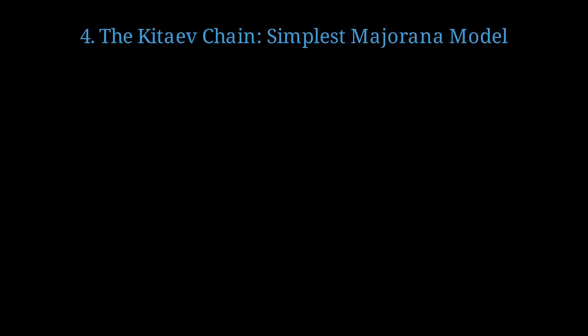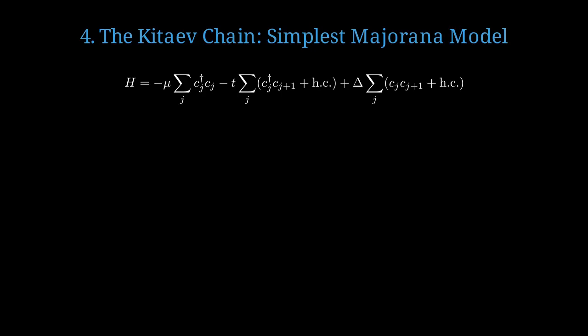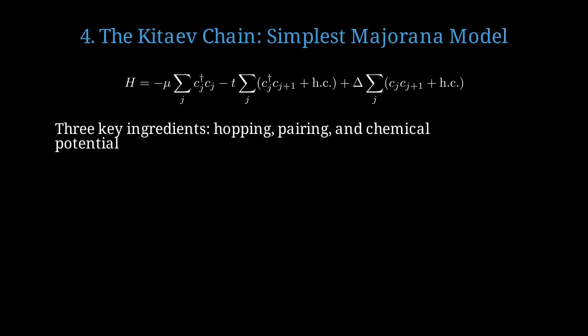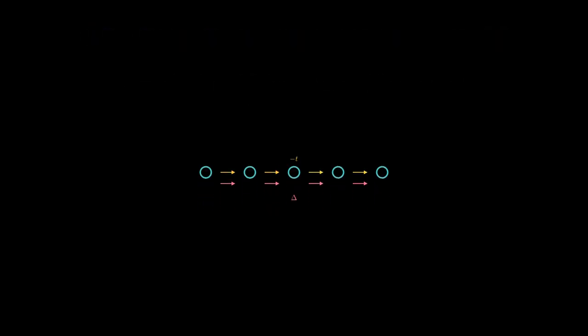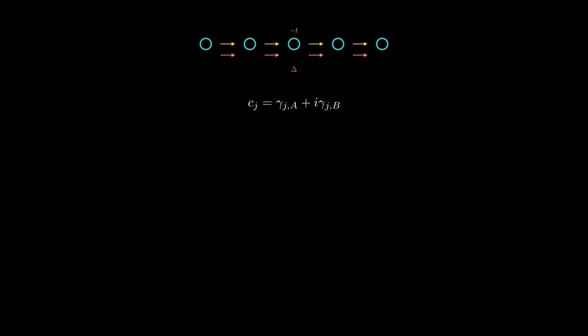To see how Majorana modes emerge, let's examine the Kitaev chain, the simplest model that hosts them. The Kitaev chain Hamiltonian has 3 terms: chemical potential mu, hopping amplitude t between sites, and superconducting pairing delta. These 3 ingredients compete to create different phases. The interplay determines whether Majorana modes appear. Here's a lattice representation. Yellow arrows show hopping with amplitude t, while pink arrows show pairing with amplitude delta. Now we decompose each fermion operator Cj into 2 Majorana operators, gamma Ja plus i times gamma Jb.